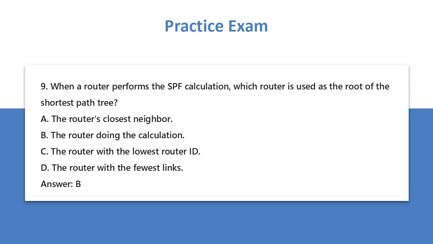9. When a router performs the SPF calculation, which router is used as the root of the shortest path tree? A. The router's closest neighbor. B. The router doing the calculation. C. The router with the lowest router ID. D. The router with the fewest links. Answer: B.